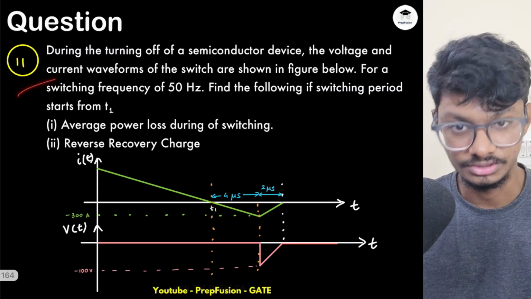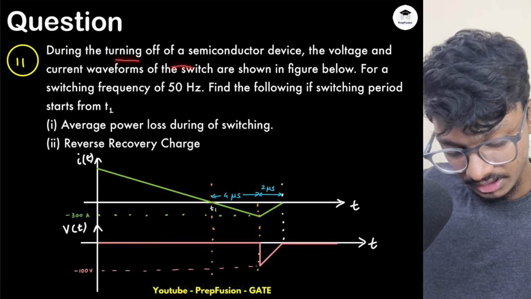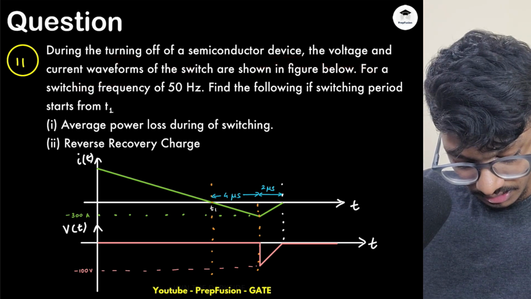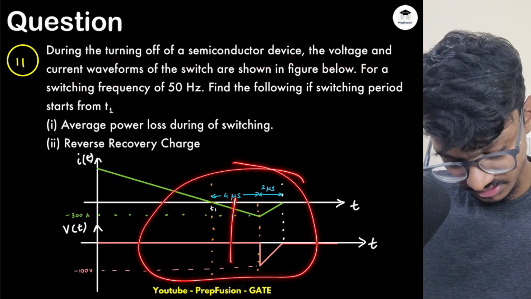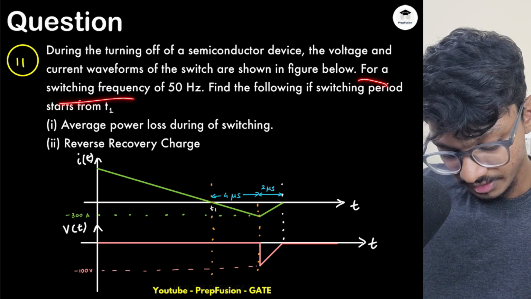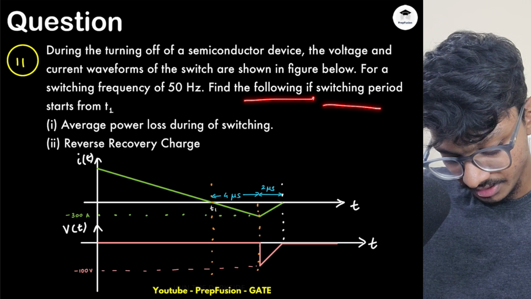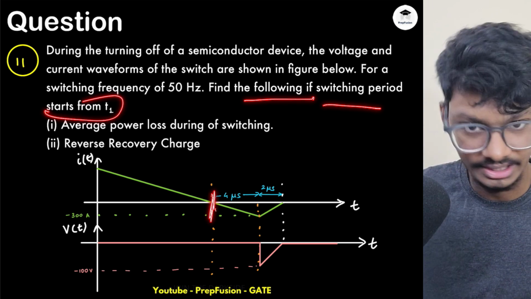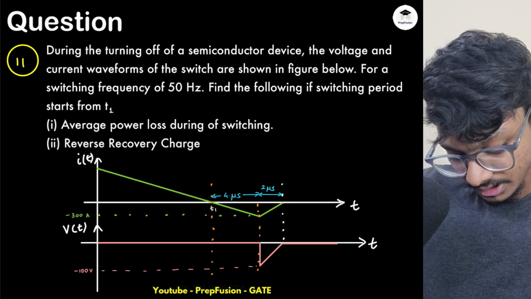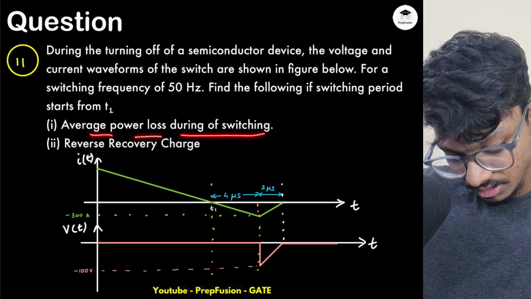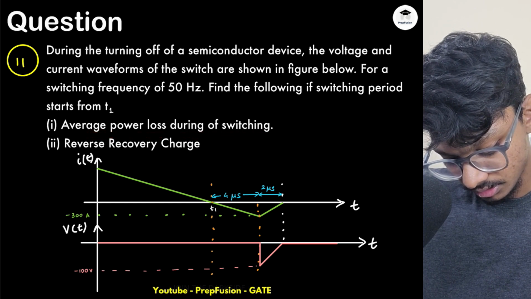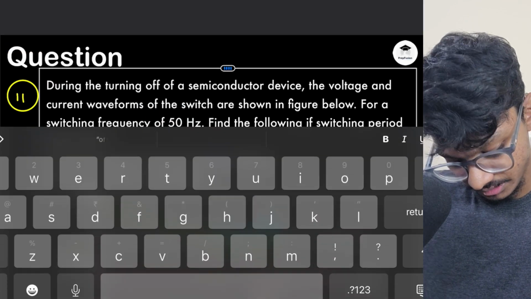Here is an interesting question. During the turning off of a semiconductor device, the voltage and current waveforms are something like this. The voltage and current waveforms are given for a switching frequency of 50 Hz. They have given us the switching frequency. Find the following, if the switching period starts from T1: the average power loss during switching.